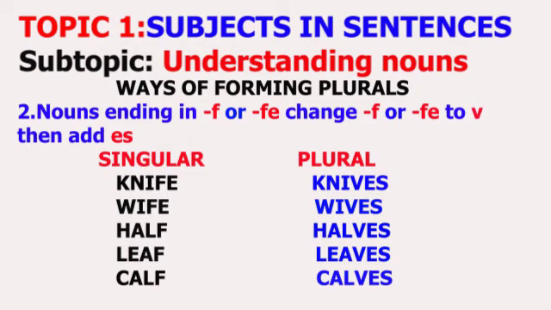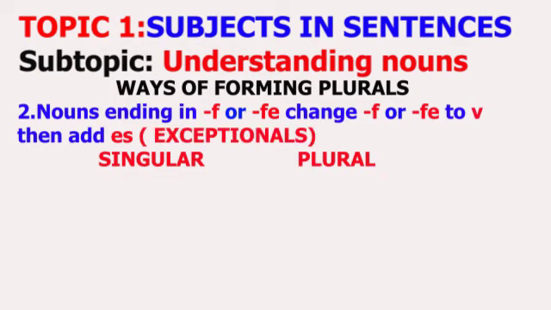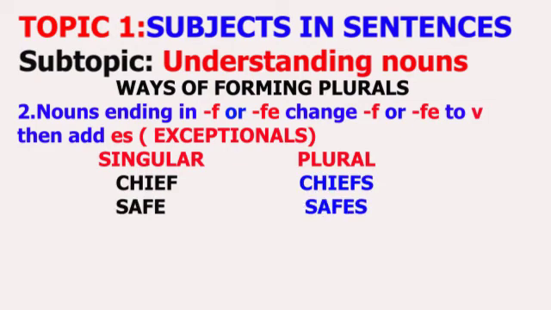But also in this group of nouns, we have some few exceptions as well, okay? And these are coming from the word chief, for example. We are not changing that into v and adding es, but we are just adding s. For example, chief is going to be chiefs, or safe is going to be safes, or roof is going to be roofs. Those are very common ways in which English nouns are formed into their plurals.